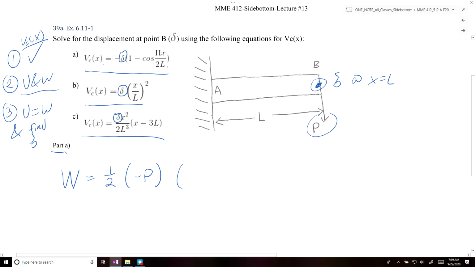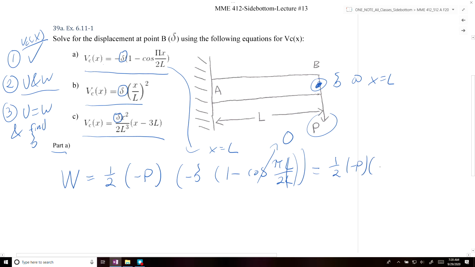So we're going to just plug in x is equal to L. If we do that, we get minus delta times 1 minus cosine of pi L over 2L. So the L's will cancel out, and pi over 2 cosine is equal to 0. And then we end up with just 1/2 times minus P times negative delta. So that's going to be equal to 1/2 P delta for our work done.